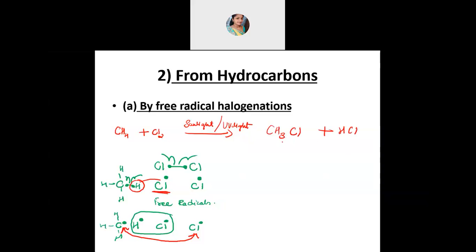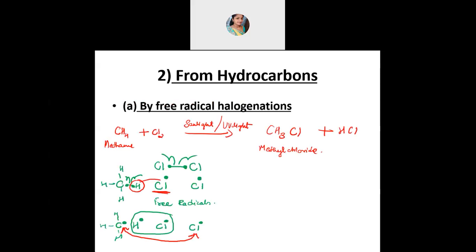This we have done before also. Are you able to remember? Methane combines with chlorine, giving you methyl chloride, or chloromethane if you are writing the IUPAC name. Now see, in your book, the example they have given is of butane. So if butane is given, how will the reaction continue?